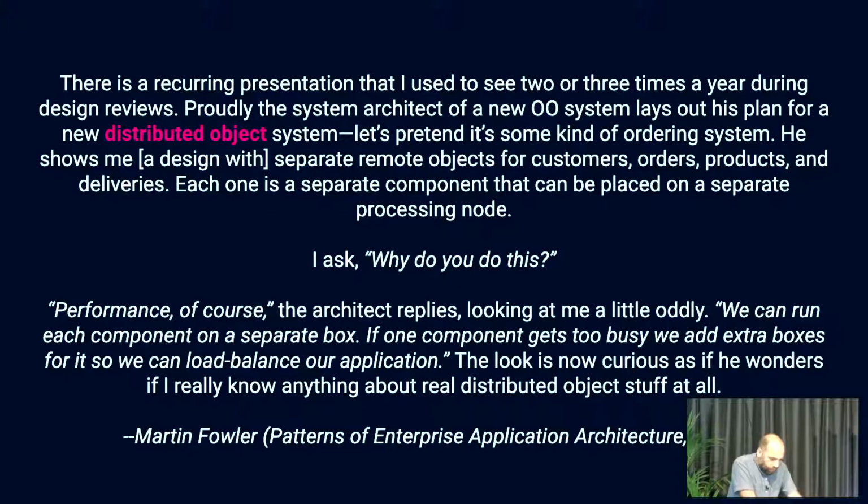He shows me a design with separate remote objects for customers, orders, products, and deliveries. Each one is a separate component that can be placed on a separate processing node. I ask, why do you do this? Performance, of course, the architect replies, looking at me a little oddly. We can run each component on a separate box. If one component gets too busy, we add extra boxes for it so we can load balance our application. The look is now curious, as if he wonders if I really know anything about real distributed objects stuff at all.